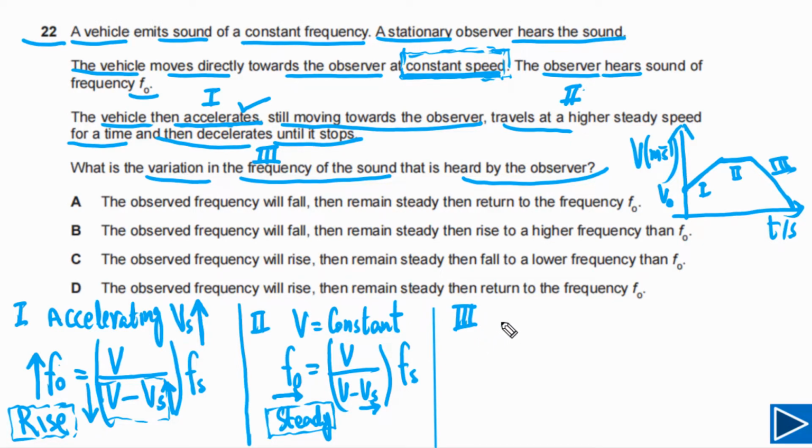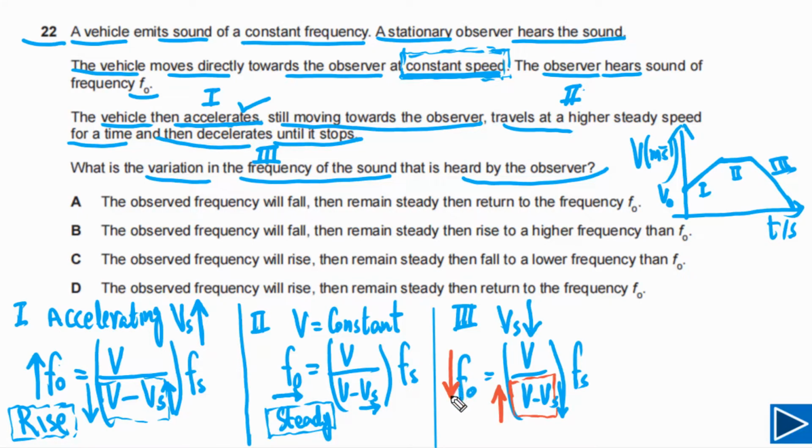For the third case, it is given to us that the car is decelerating. It simply means that the speed of the source is decreasing with time. So again, we can use f0 = v/(v − vs) times the frequency of the source. The source is still approaching. That's the reason we are using v/(v − vs). But in this case, vs is decreasing with time. As vs is decreasing with time, it simply means that v − vs is increasing with time. If this is increasing with time, it means that f0 is decreasing with time. So this is what is happening in the third case.